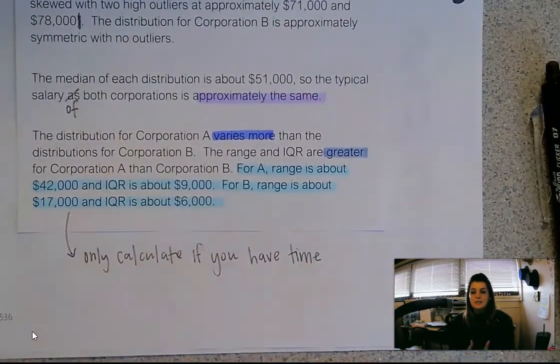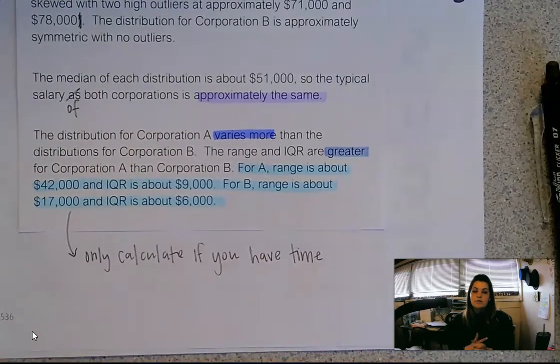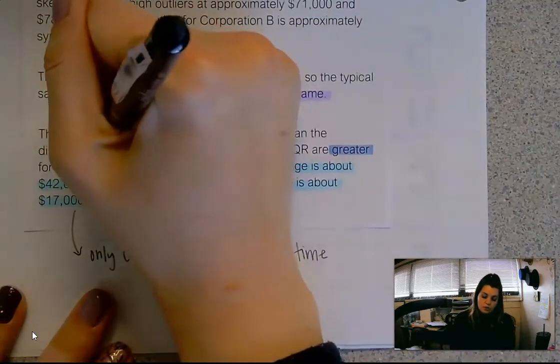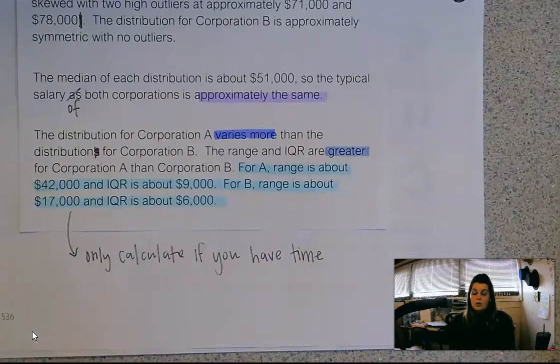And then lastly, this one I was very specific on what you could leave out. The distribution for Corporation A varies more than the distribution for Corporation B. The range and IQR are greater for A than for B. So I've said varies more and greater.